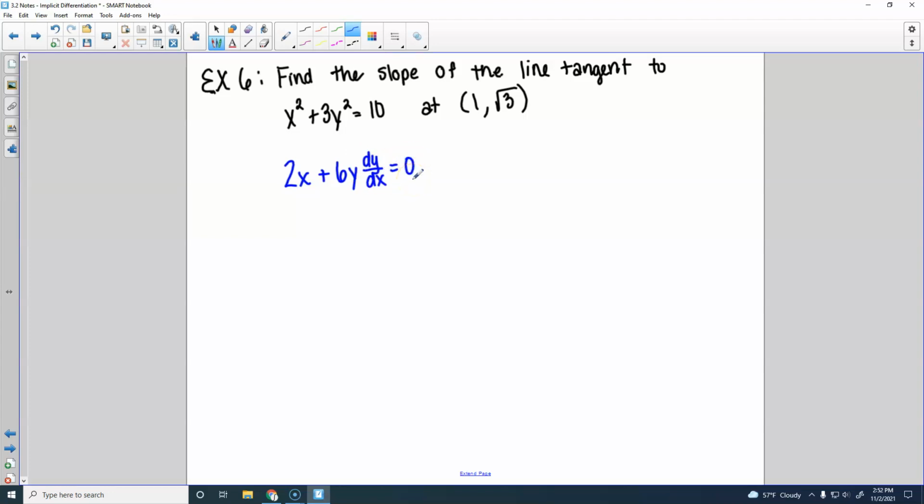Good. All right, keep going. And then from there, since it's asking for the line tangent, you need to do. Oh wait. Oh, you find the derivative. Okay. So you take 6y dy/dx equals 2x. Almost. When you move that 2x to the other side, negative 2x. Negative 2x. Okay?